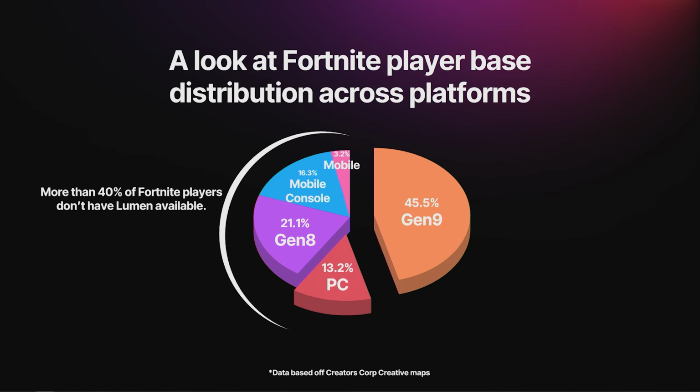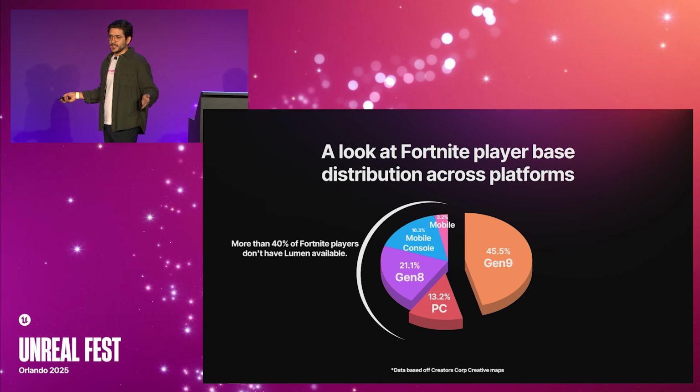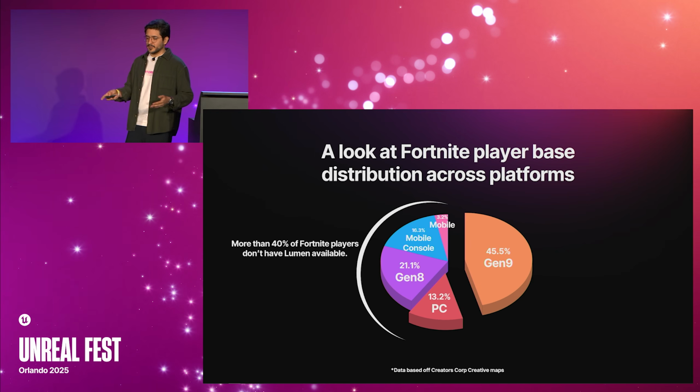So, a very quick look at the Fortnite player base distribution across the platforms. We can see that more than 40% of the Fortnite players don't have Lumen available on their platform because they're either playing on mobile, on mobile consoles, Gen 8 consoles, and I also put a portion of PC right here because we all know that there are some Fortnite players that like to play on low settings, on performance mode.